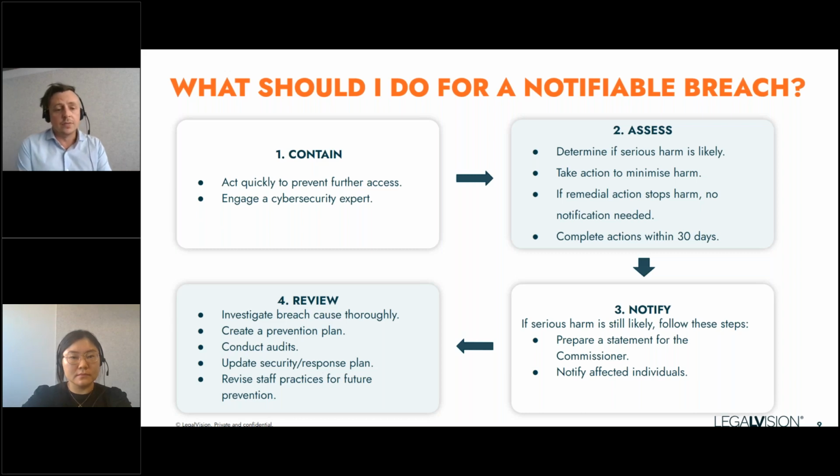Step 3, notify. If serious harm is still likely, you must prepare a statement for the Commissioner. There's an online form via the government website, and you must notify affected individuals. Step 4, review the incident and take action to prevent future breaches. This may include fully investigating the cause of the breach, developing a prevention plan, conducting audits, updating security or response plans, and revising staff practices.